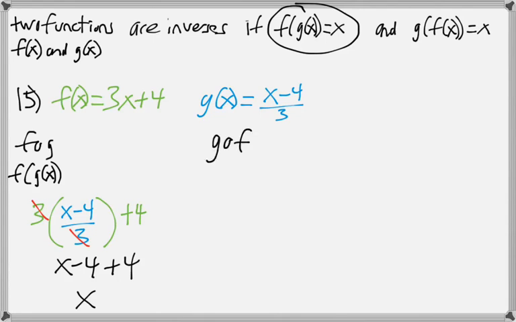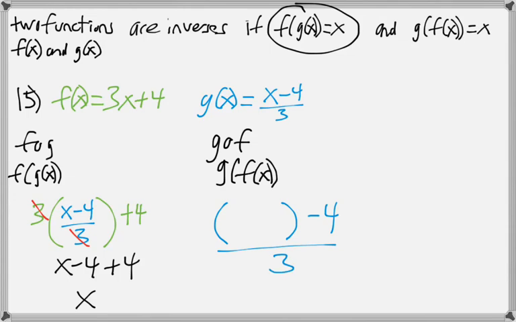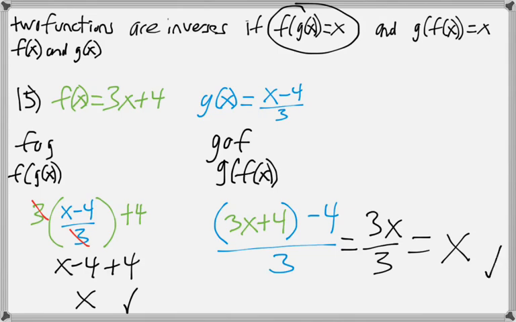If we do g∘f, or g composed with f of x, then that's the reverse. I would take my g function and then plug in my f function. So on this one, the 4's cancel out first, and that'll be 3x over 3, and then the 3's cancel out, and it's equal to x. So both cases are equal to x.